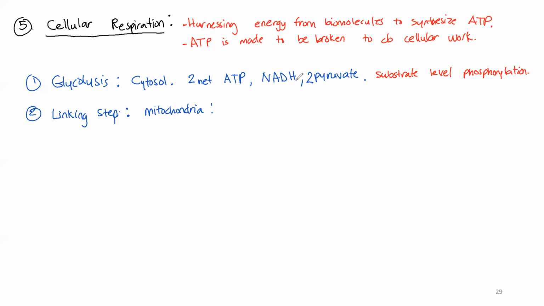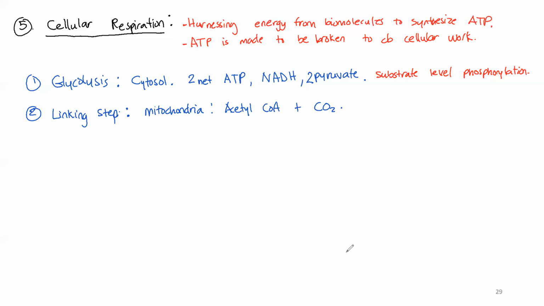But remember, the product of glycolysis is what is shuttled into the linking step. Okay, I don't want to confuse you and put pyruvate here, but understand that pyruvate goes to the linking step, and then what we get out at the end is acetyl-CoA and then carbon dioxide as a byproduct. Okay, no ATP is produced in this linking step, really important.